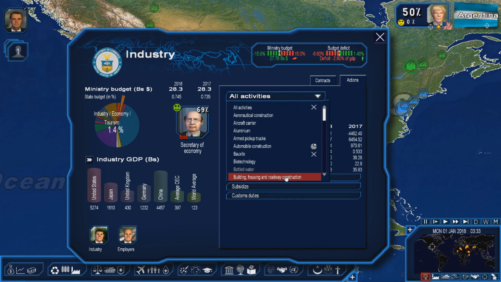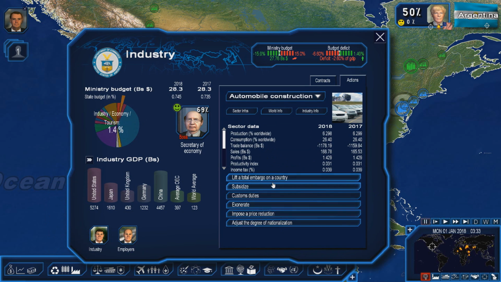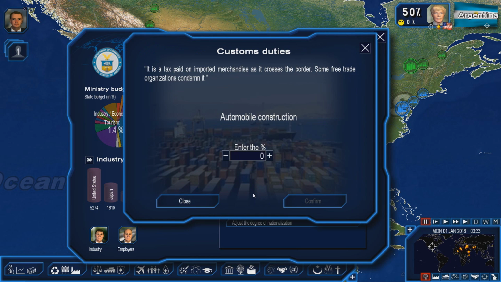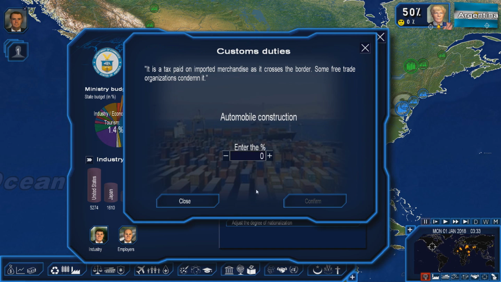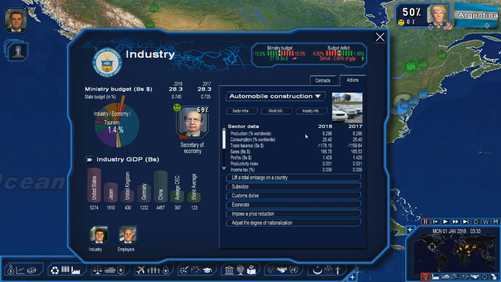So coming back to automobile construction, we have subsidies. I've already explained what subsidies are. Again, it's just state money that you can give to that sector to help them grow, and it usually helps them find more employees. Custom duties is basically tariffs. It is a tax paid on imported merchandise as it crosses the border, and the World Trade Organization really, really hates it. However, you can put a tariff of at least 7% total across your entire economy.